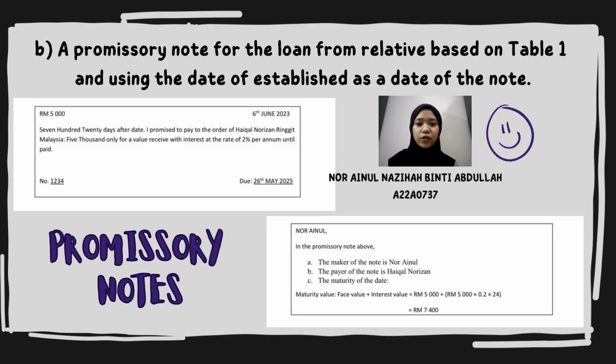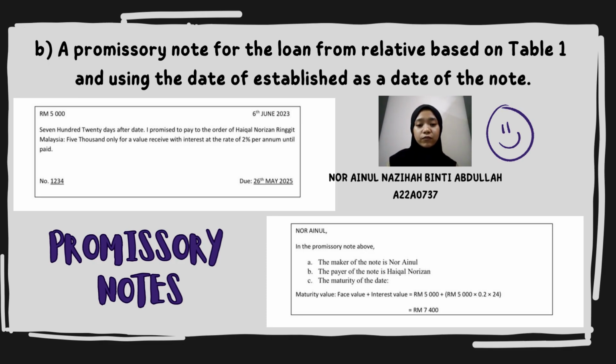Question 2 for promissory note. This promissory note was made by Miss Ainul to settle our business debt for 24 months, which is equivalent to 2 years, starting on June 6, 2023 and ending on May 26, 2025. The amount of the loan is worth 5,000 ringgit.